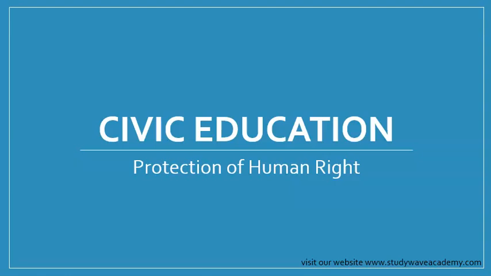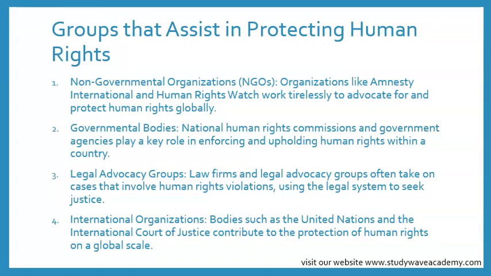Protection of human rights means making sure that everyone is treated fairly and with dignity. It involves preventing and addressing situations where people's basic rights are not respected. This includes things like having laws in place, educating people about their rights, and working together internationally to create a world where everyone is treated equally and justly. So we're going to be looking at groups that assist in protecting human rights and methods of protecting human rights and rule of law. Okay, so first we're going to be looking at groups that assist in protecting human rights.